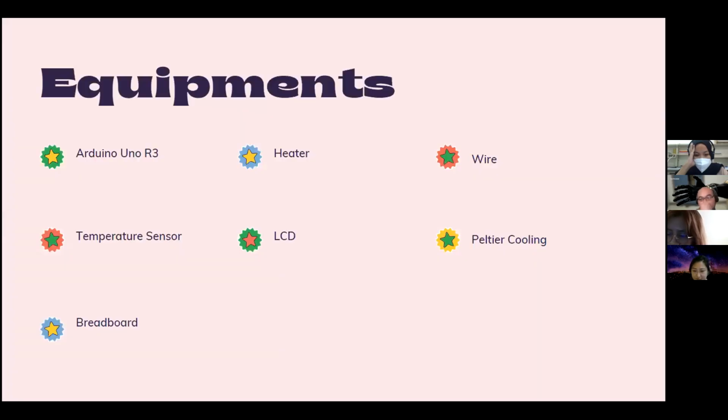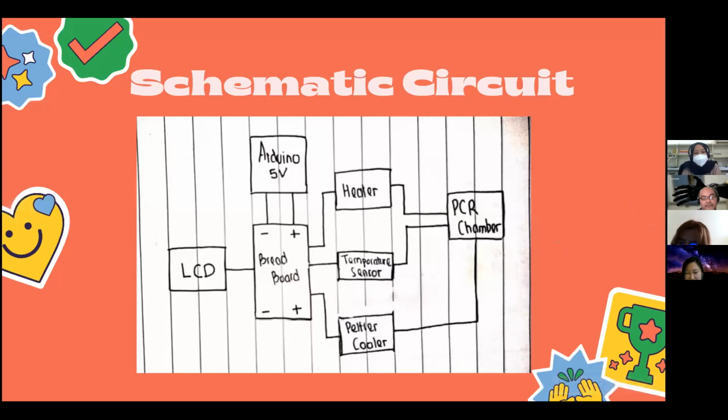Next up is the system plans. For our plan, we are planning to use the things that you can see listed on the PPT for our equipment. So far, we have decided on Arduino, heater wire, temperature sensor, LCD, cooling, and breadboard. And this is the schematic of the circuit that we have created, although this is still a rough sketch.